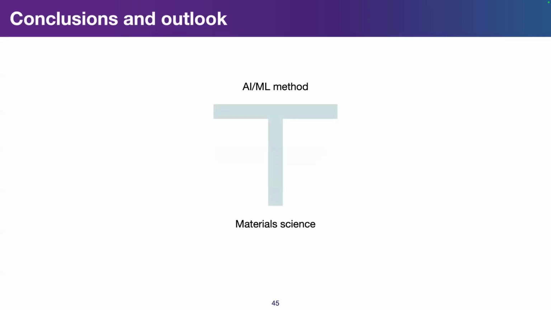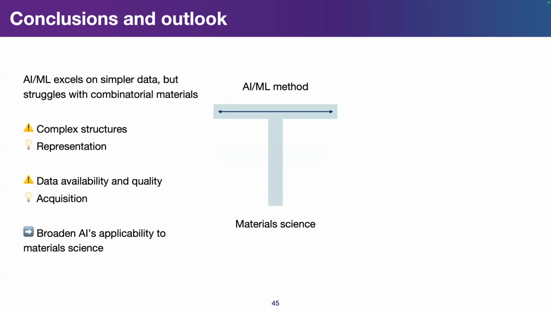So now, it's a conclusion of the whole presentation. So my PhD research lies at the intersection of AI and machine learning methods and material science. On the method side, we know that AI and machine learning has excelled on simpler data like image and text. And they are growing for simple materials, but they still struggle for the combinatorial material systems. The two key hinders are the complex material structures and the data availability as well as quality. So my works on data representation and acquisition are mitigating these gaps and on the way to broaden AI's applicability to different material systems.